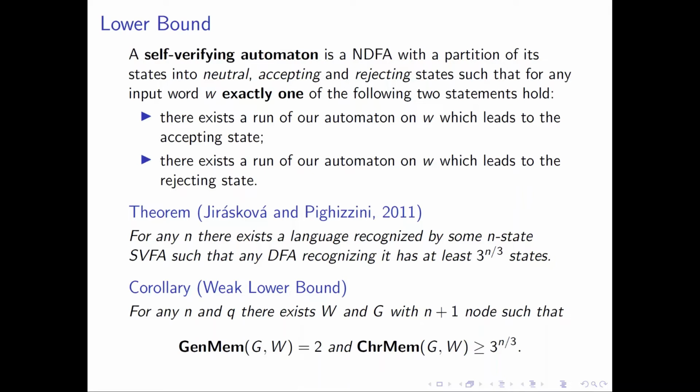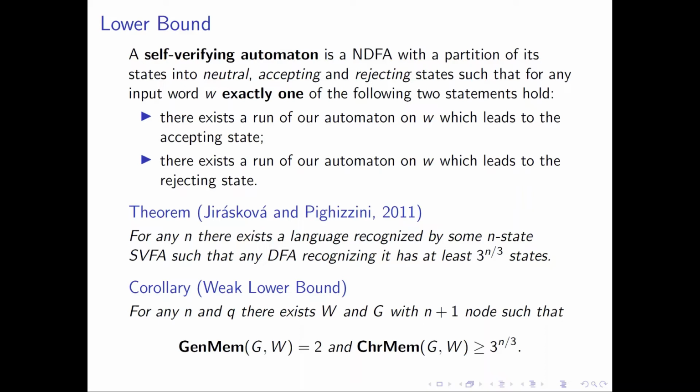And so one may ask, what is the difference in state complexity of recognizing languages by deterministic finite automata and self-verifying finite automata? And Geraskova and Pighizzini have obtained an optimal separation. So for any n, they constructed a language which is recognized by some n-state self-verifying automaton, but which cannot be recognized by a deterministic finite automaton with less than 3 to the n over 3 states. So there is an exponential separation, and they also show that this is optimal for every language.